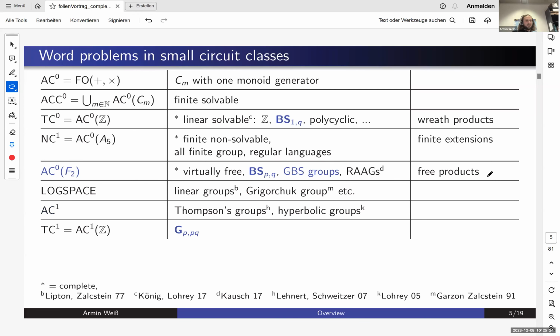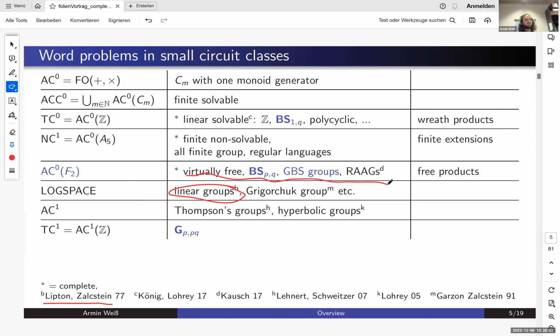Now, there is a famous result by Lipton and Zalcstein that all linear groups are in log space. That also means that the word problem of the free group is in log space because it is linear. So the next step in this hierarchy is log space, and there we can solve linear groups and others. But in this case, we don't know whether the word problems of these groups are actually complete for log space or not. In AC0 of F2, in all those examples here, we had free subgroups, so they were complete for AC0 of F2.